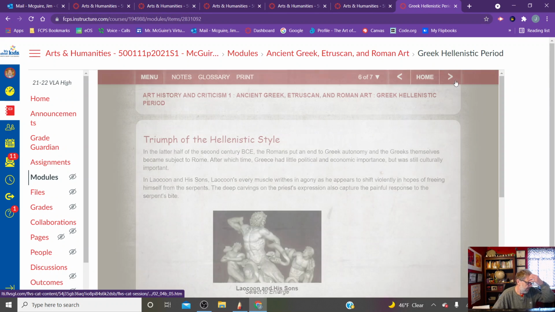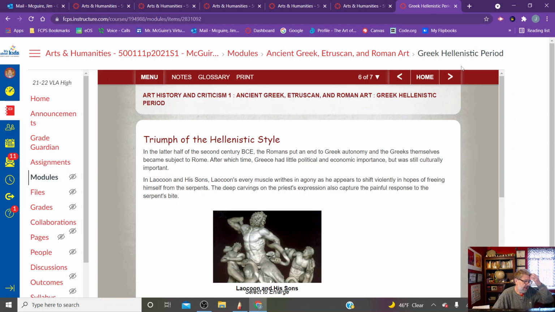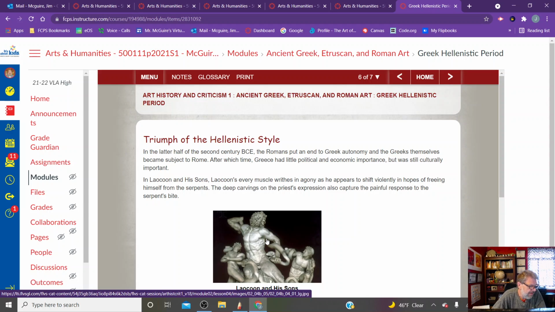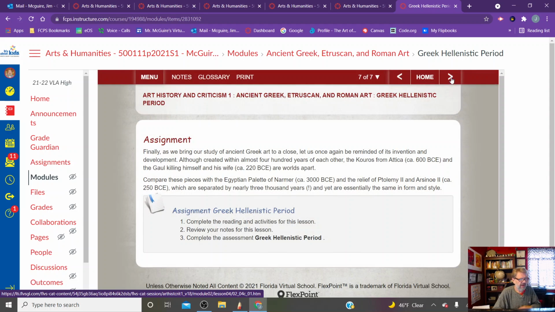Just real quick, and then we're going to wrap up. Hellenistic style, you're definitely going to be able to recognize this sculpture. Why is it important? Why does it look like it does? Why is it so much different than the things before? And how do we recognize it's so late in this stylistic period?